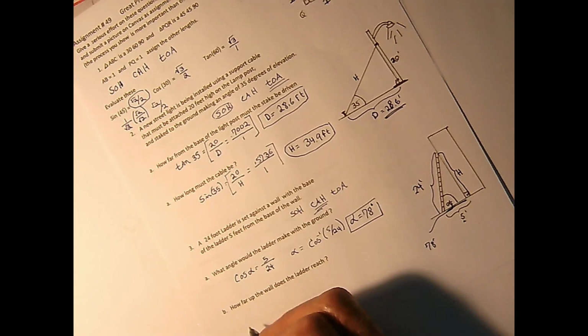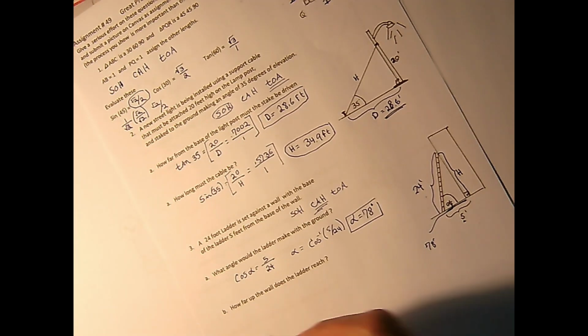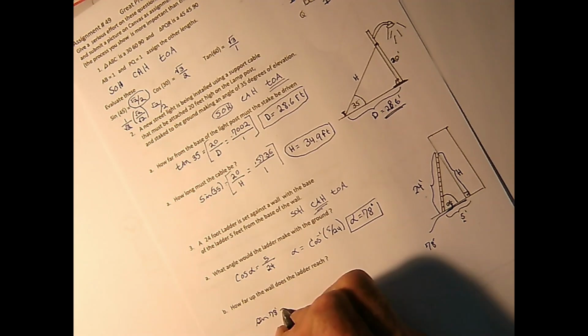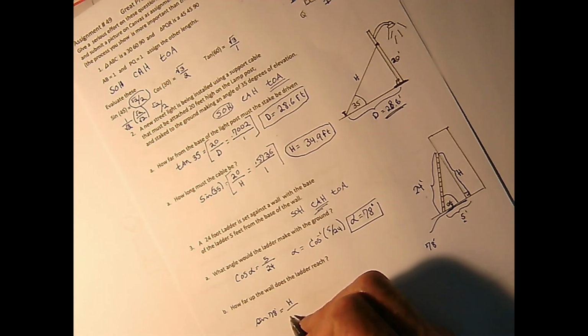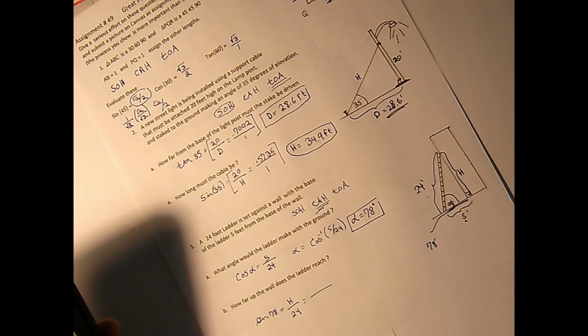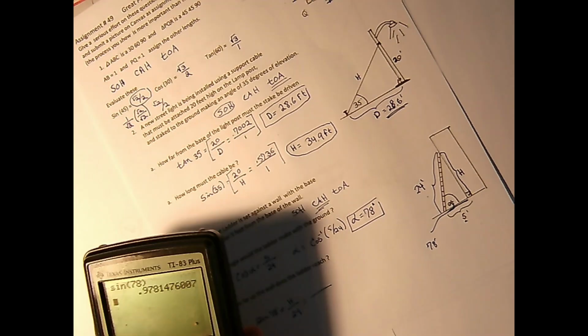I wish I knew the opposite, and I do know the hypotenuse, so I'm going to say the sine of that 78-degree angle is equal to the opposite. That's the height of the ladder, this height, over the hypotenuse, 24. Can I ask my calculator about the sine of 78? It tells me that the sine of 78 is 0.9781.